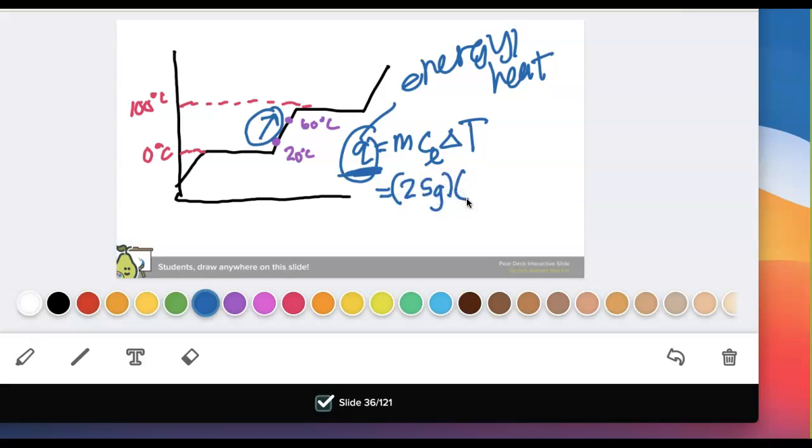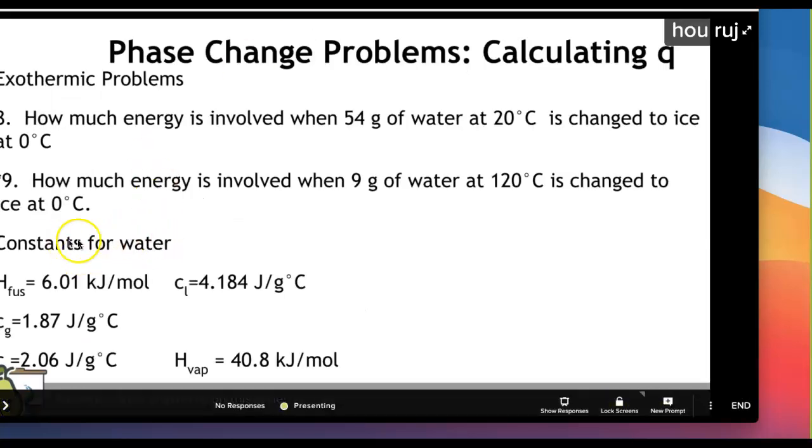All right, now the specific heat of liquid water, you will have a chart or you will get to look up. So if you look right here on my notes, and it's also in your book, and again, this will be posted. This says constants for water. These are all the constants you could need for water. So you don't have to memorize them, you just have to know how to use them.